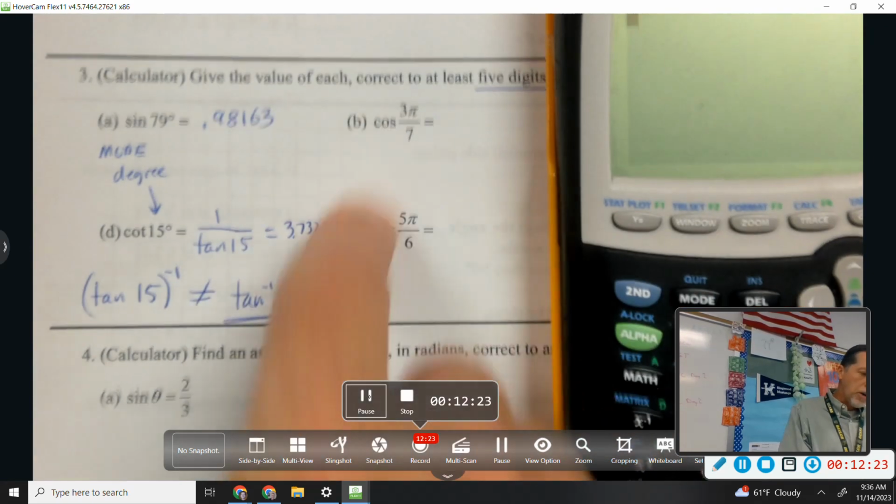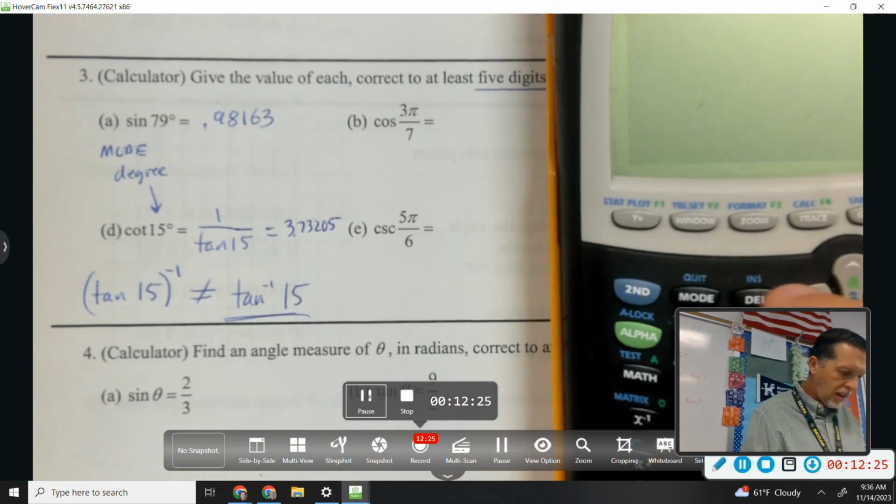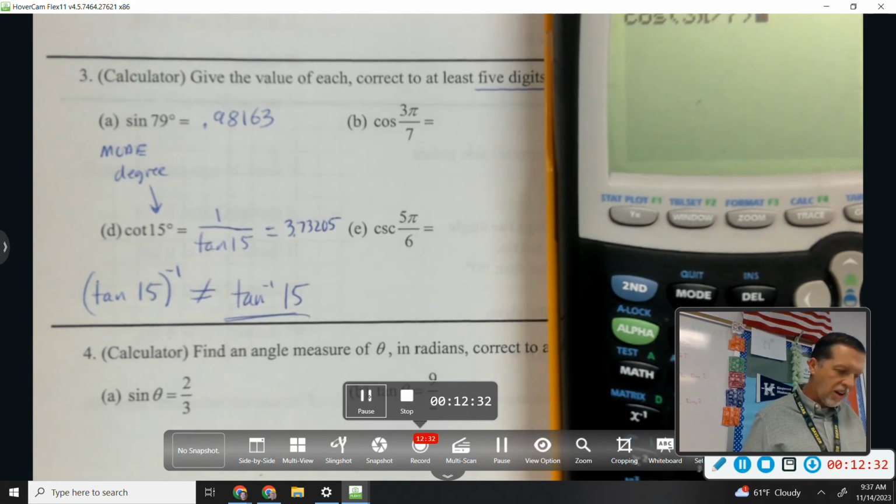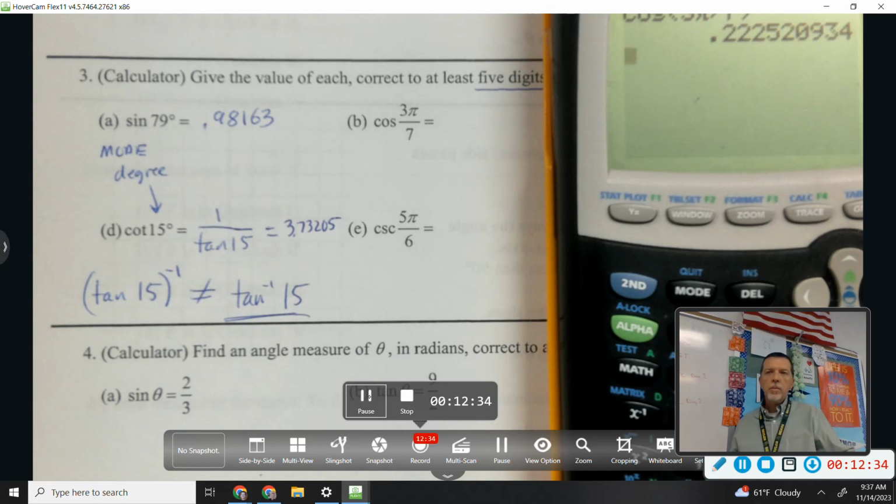So part B, 3 pi over 7, that's a radian thing. Cosine of 3 pi over 7, 0.22252.